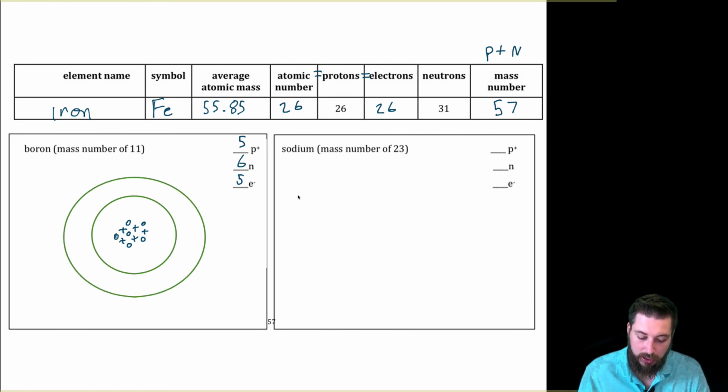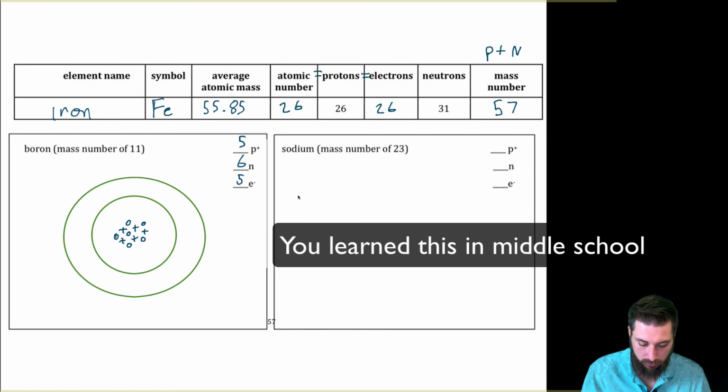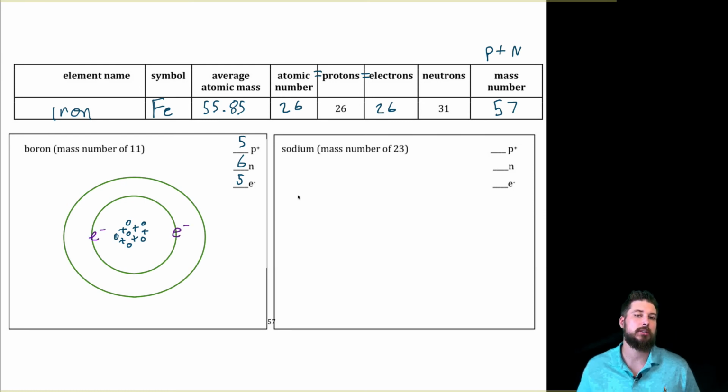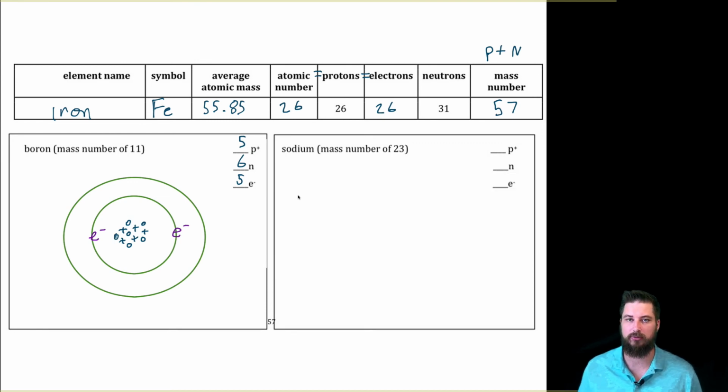And so how many electrons go on the first energy level? Well, the first energy level will have 2 electrons. So what we do is we draw 2 electrons. How many electrons can go on the second energy level? Well, you can have a total of 8 electrons on the second energy level.